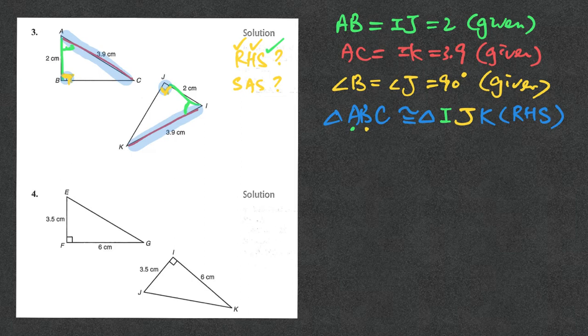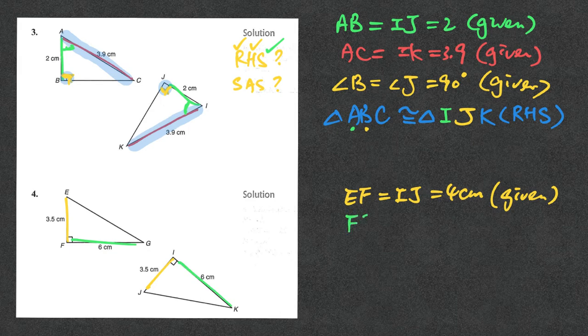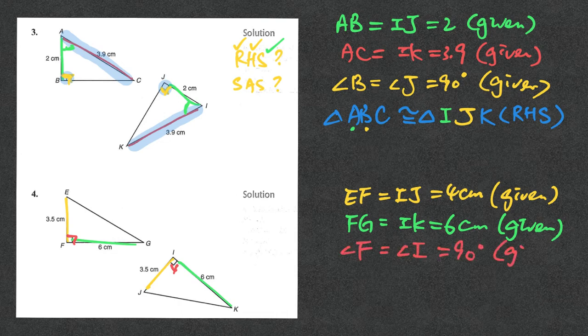Whereas in the second question, I call it question number 4. Now, let's start with 3.5. That means EF equals IJ equals 4 cm, which is given once again. And then in green, 6 cm: FG equals IK equals 6 cm, which is also a given condition. Finally, angle F and angle I are 90 degrees, which is also a given condition. So that's why we have 3 conditions in the question.